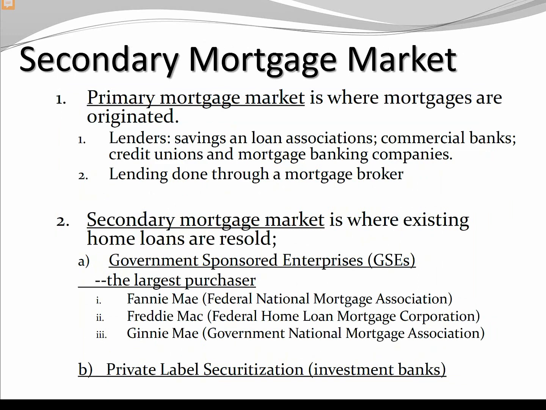So primary mortgage market is where the mortgages are originated, or where the banks lend money to the homeowners for home purchase. The lenders in this market include the loan associations, commercial banks, and credit unions. And the lending is done through a mortgage broker who helps the borrowers to apply for a mortgage and finish the process. Secondary mortgage market is where the existing home loans are resold to large banks like government-sponsored enterprises like Fannie Mae, Freddie Mac, and Ginnie Mae. Or they could also be sold to the investment banks. We call it private label securitization.